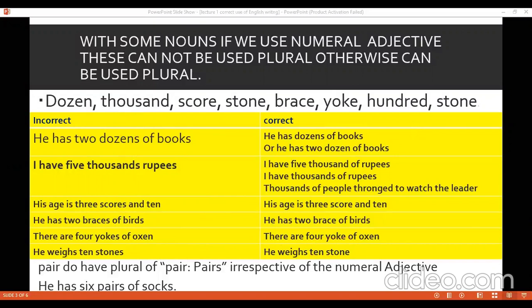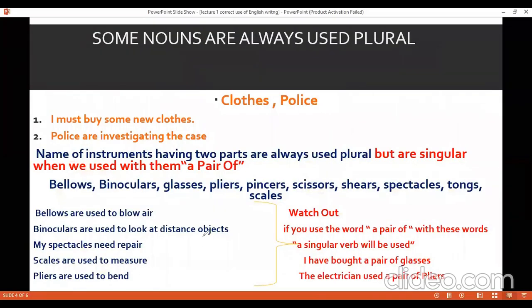This rule cannot be applied to pair. Pair has singular as well as plural form, irrespective of the numeral adjective, whether we use a numeral adjective with pair or not. He has 6 pairs of socks. We use a numeral adjective and use pairs. He has many pairs of socks. Both are correct.